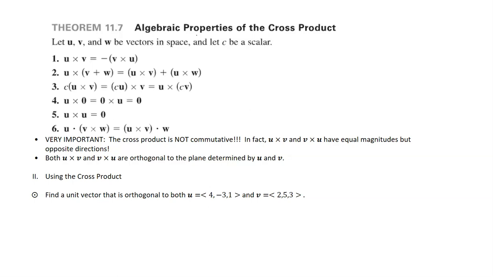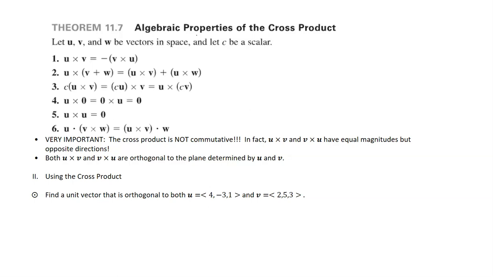U cross v plus w is equal to u cross v plus u cross w, so you can distribute a cross product over a sum. You can move the c between the different vectors. U cross 0 will be the 0 vector. U cross u is going to be 0, the 0 vector. So any vector cross itself is going to give you the 0 vector.